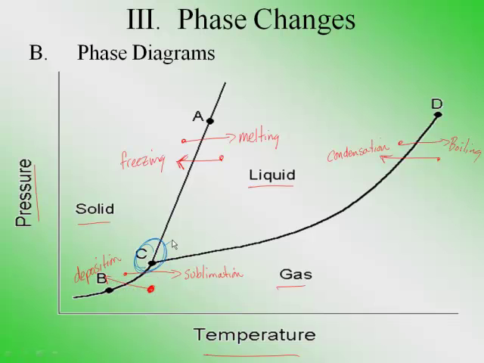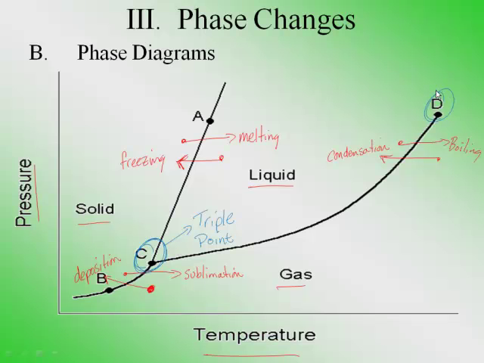Point C is what is called the triple point. The triple point is the pressure and temperature at which all 3 phases of matter exist. I'll repeat that again. It's the pressure and temperature at which all 3 phases of matter exist.